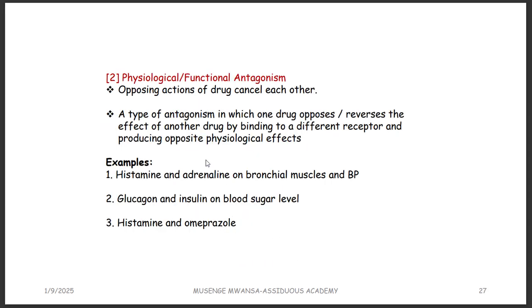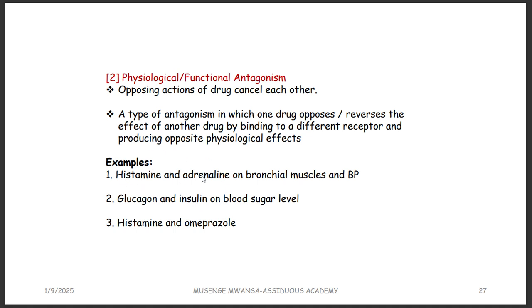So that is that about the chemical antagonists. And then you have physiological antagonists, which you also call functional antagonists. These have opposing actions of one drug to another. Nice examples are histamine and omeprazole. Histamine causes the production of acid. Omeprazole stops the production of acid. Glucagon causes an increase in glucose in the blood. Insulin reduces the concentration of blood glucose.